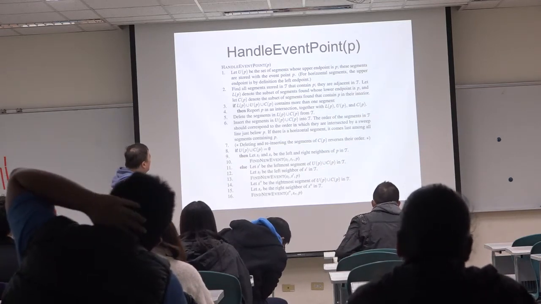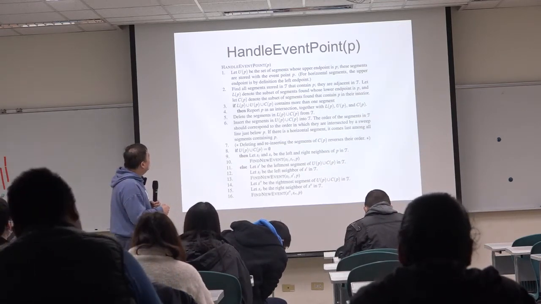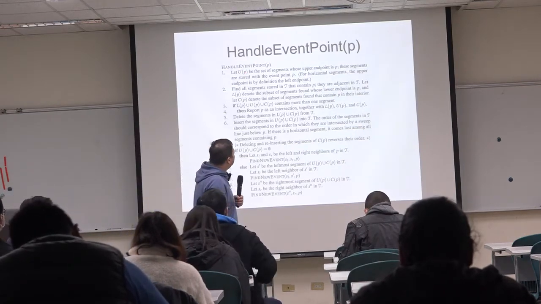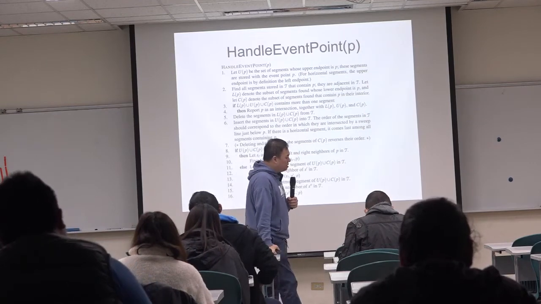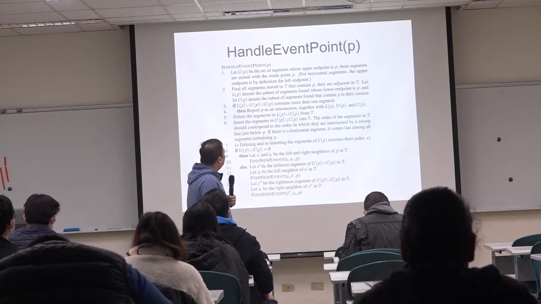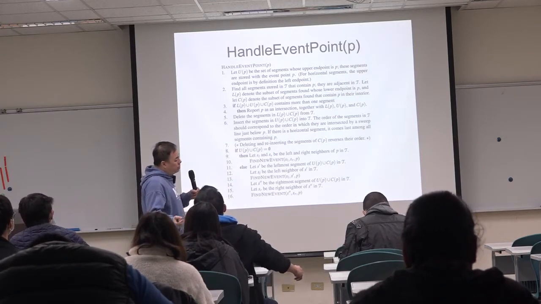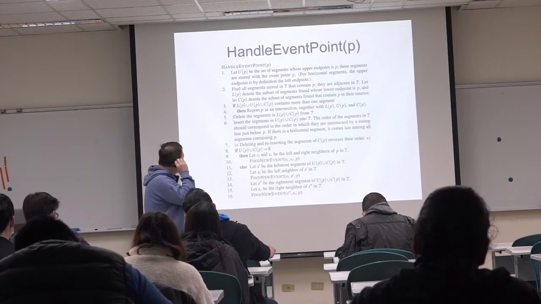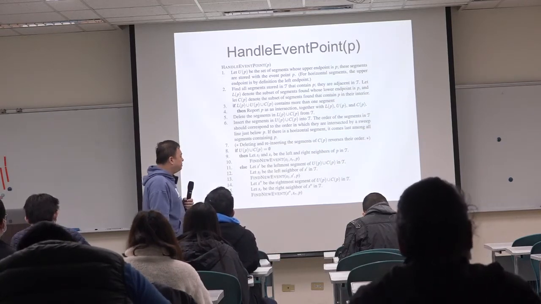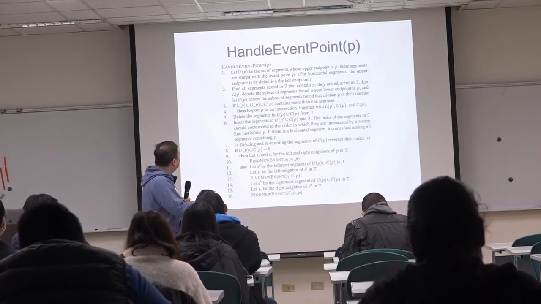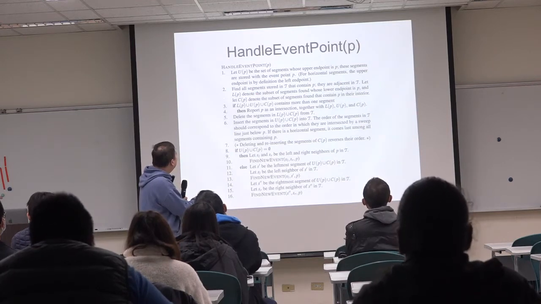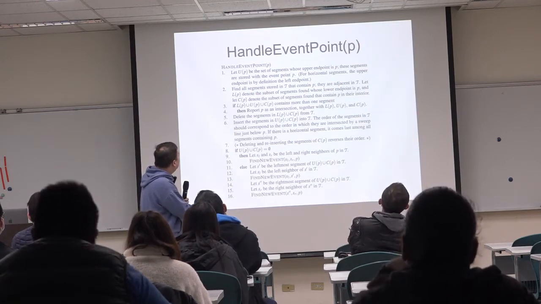We know the endpoints are already inserted into our priority queue, right? So we will pop, or get, the event point with the minimum y coordinate value. Then let UP be the set of segments, and so on.